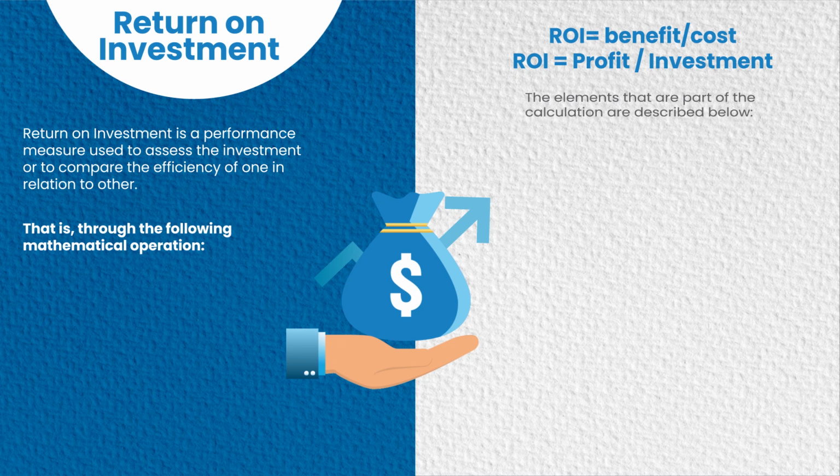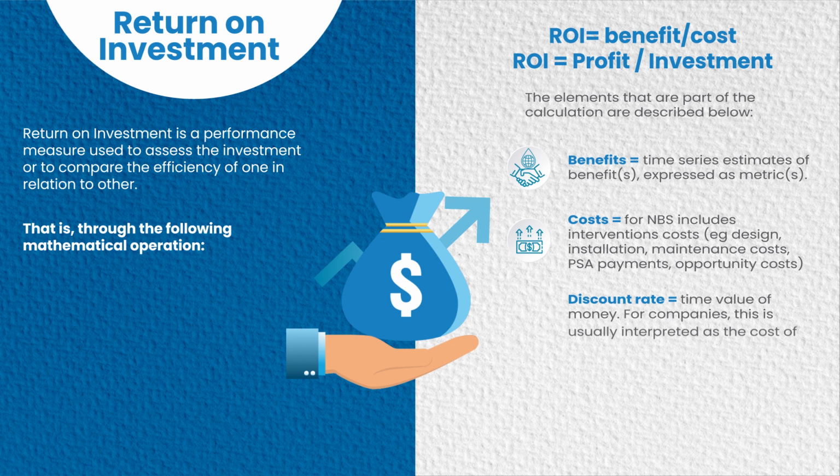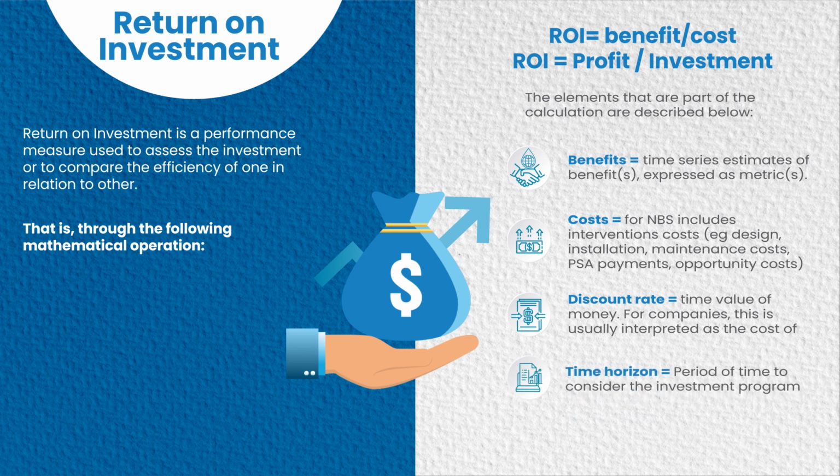The elements that are part of the calculation are described below. Benefits: time series estimates of benefits, expressed as metrics. Costs for nature-based solutions include intervention costs, for example design, installation, maintenance costs, PSA payments, opportunity costs. Discount rate: time value of money. For companies, this is usually interpreted as the cost of capital. Time horizon: period of time to consider the investment program.